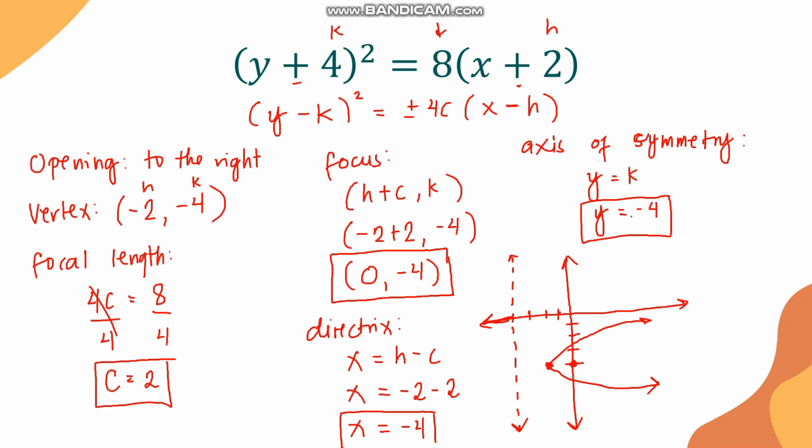And then for the axis of symmetry, you identify where negative 4 is on y and then draw a horizontal line. So 1, 2, 3, 4. Then draw a horizontal line. It should pass through the vertex and the focus. So that's the graph of the given equation.